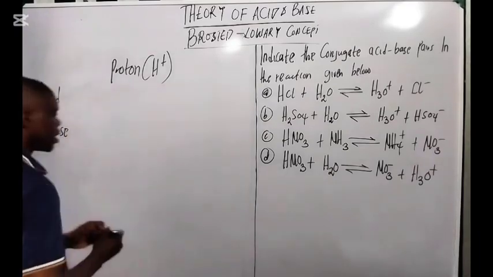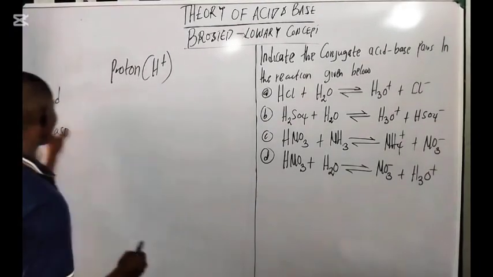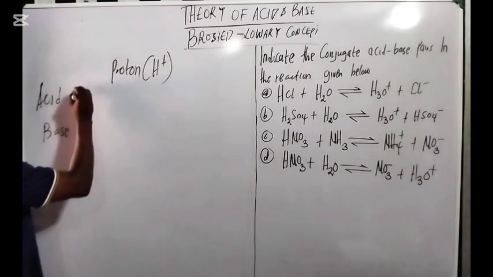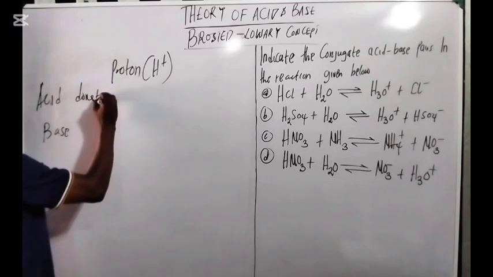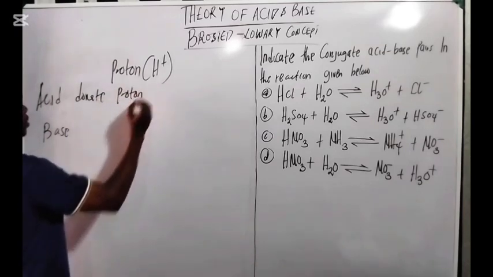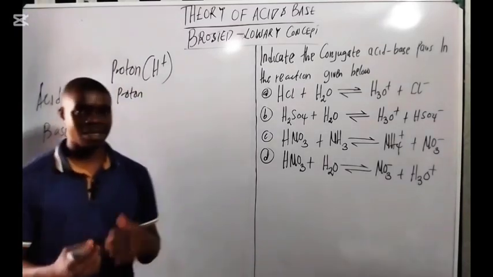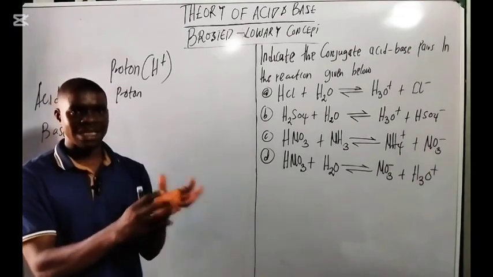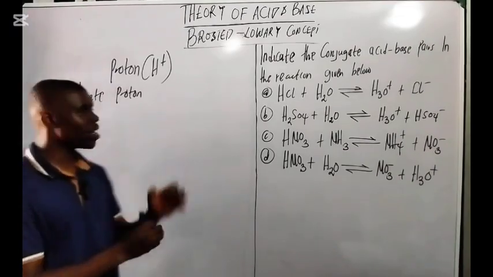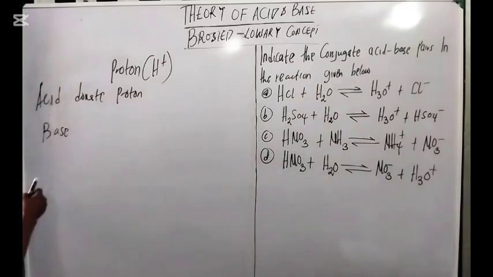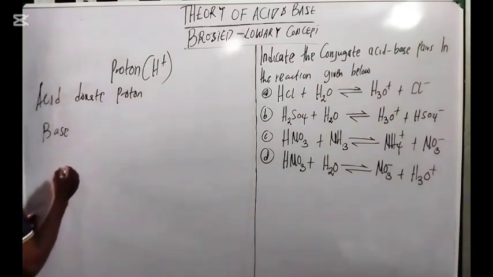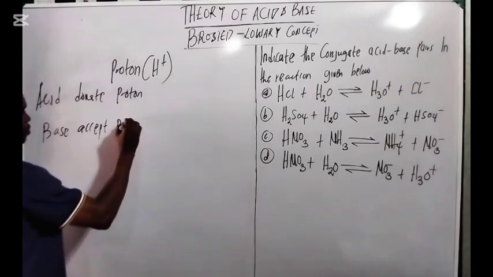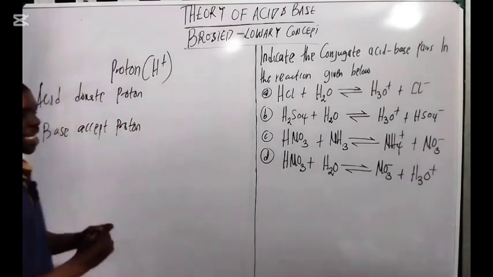In the Brønsted-Lowry concept, an acid donates a proton. So the species that donates a proton in a chemical reaction is called an acid. What is a base? A base accepts a proton.